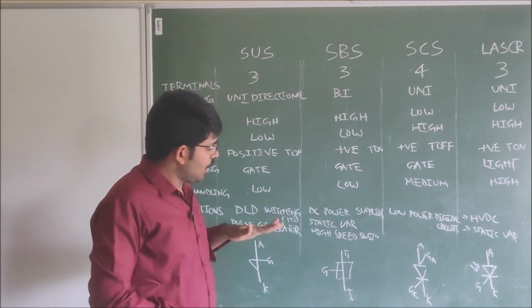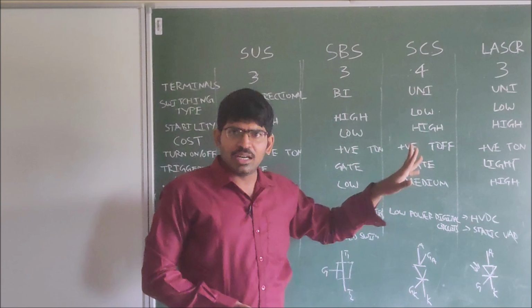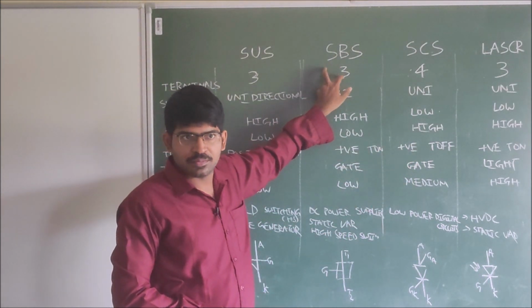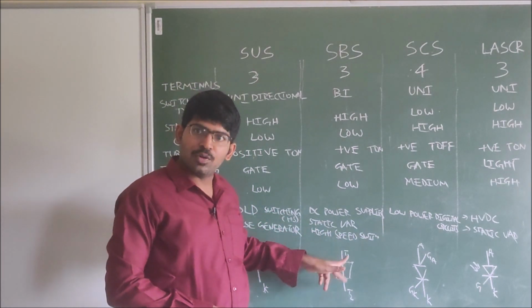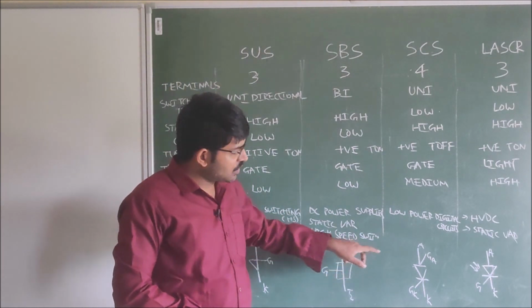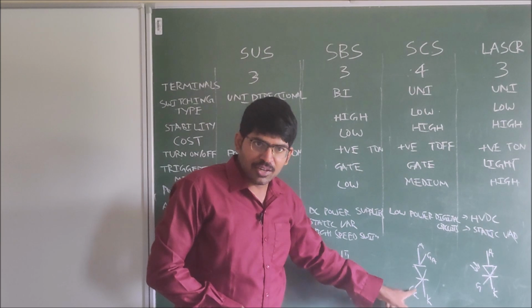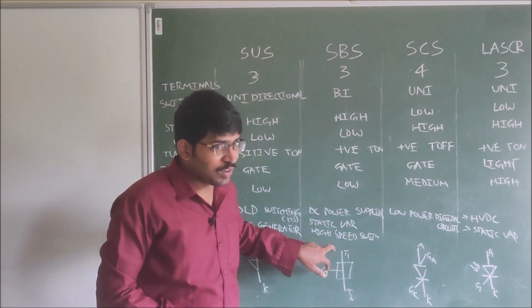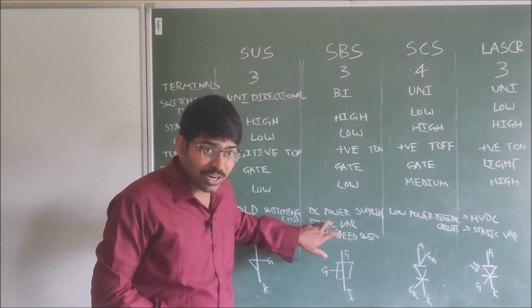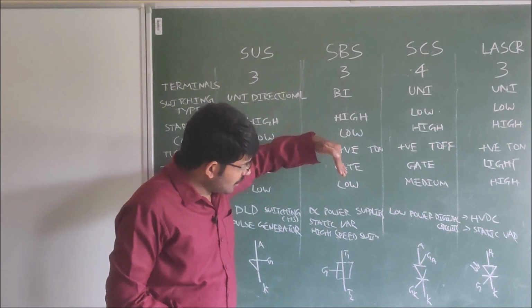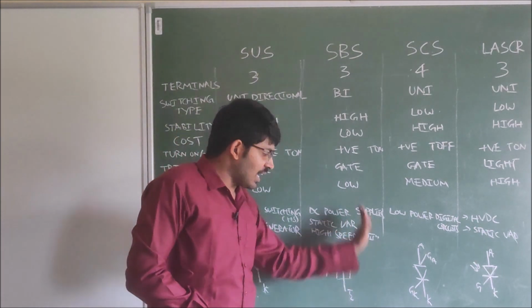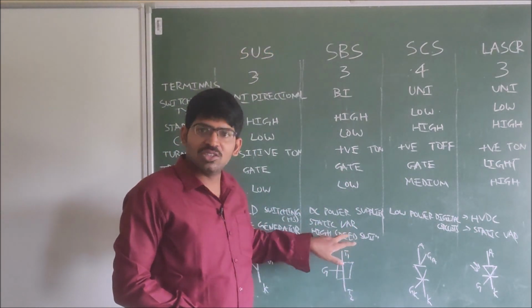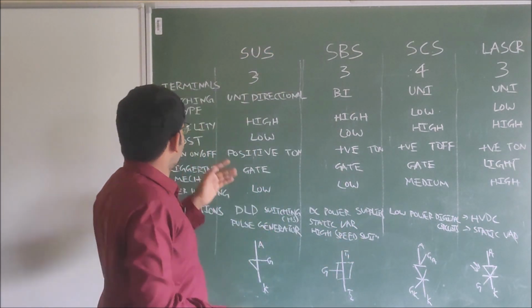Switching type, all are unidirectional except SBS. It is bidirectional. We can turn it on from both the ways. That's why for the remaining devices we have anode and cathode, but for SBS we have T1 and T2. If the current is in this direction, this is anode, this is cathode. If the current is in this direction, this is anode and this is cathode.